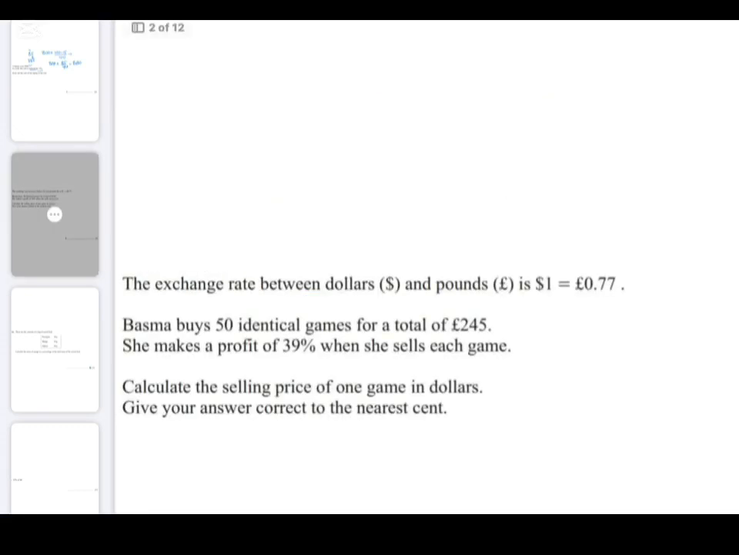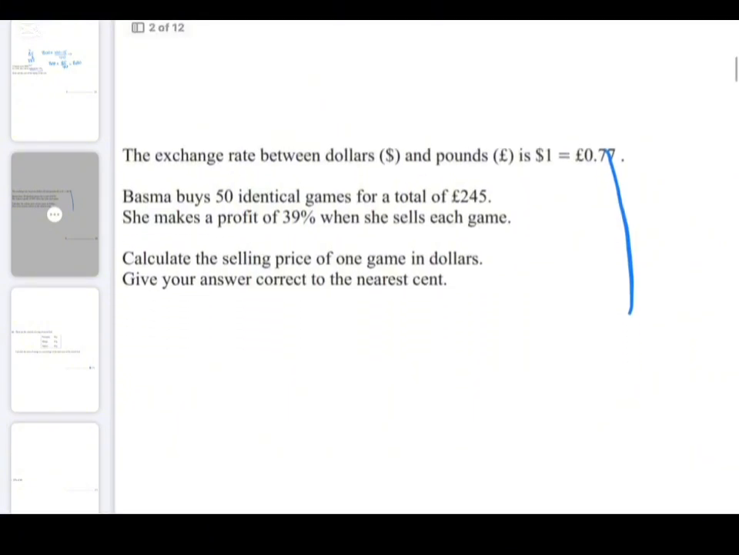Okay, now next question. We have the exchange rate between dollar and pound: $1 is equal to 0.77 pound.